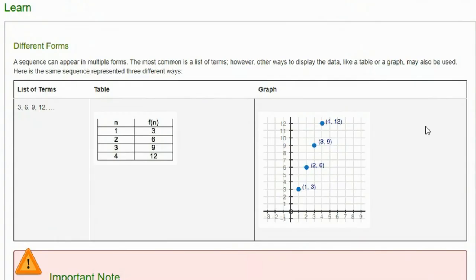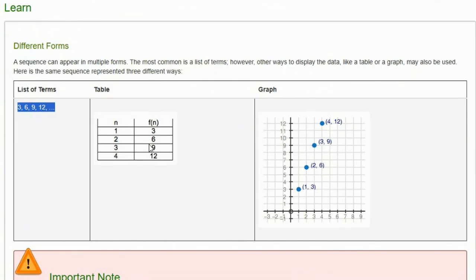All right, a sequence, we might see it in different forms. We were looking at just a list of terms. That's the type of sequences we saw. But we might see it in a table. The way it reads in a table is n is the term number. The first term in our sequence is a 3. The second term is a 6. The third term is a 9. The fourth term is a 12.